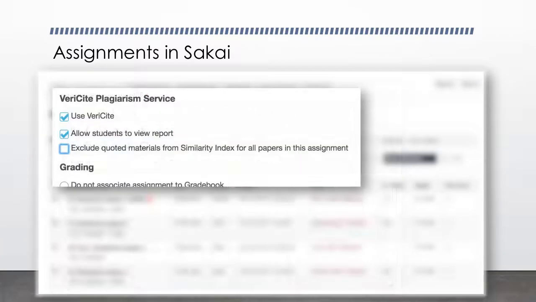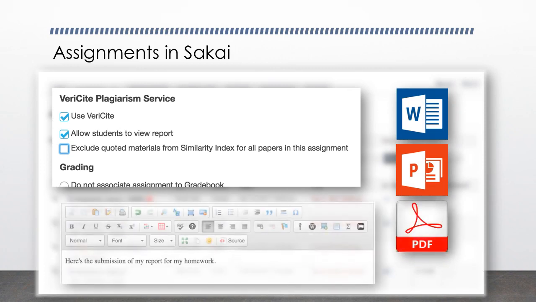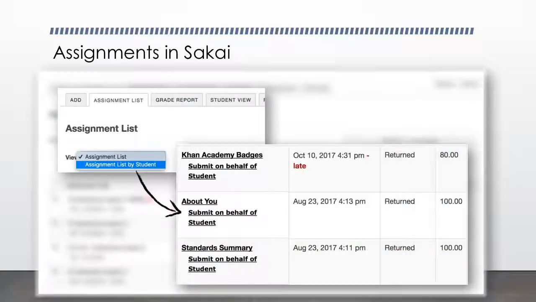The Plagiarism Detection Service can check just about any kind of text file for originality, including Word, PowerPoint, PDF, and text placed inline in the Rich Text Edit window. If necessary, you can submit an assignment on behalf of a student, should they email you their work.